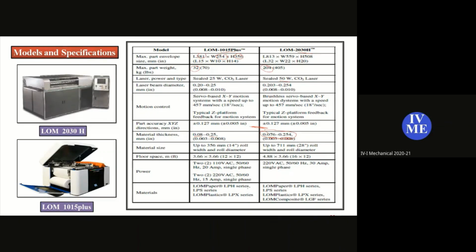What types of materials can be used with the 1015? We can use the LOM machine with paper materials and plastics. Now for the LOM machine 2030, what types of materials can be used? Paper, plastics, and composites. So these are the specifications of the LOM machine 1015 and LOM machine 2030.